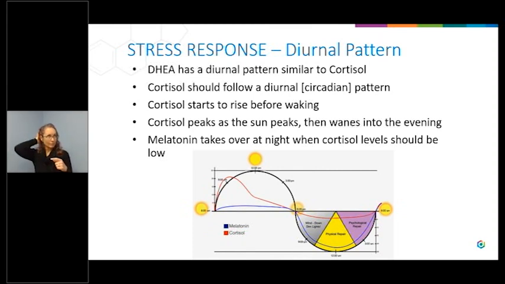So our old brain, which is really insane to me, even when you are in a closed-off room with the curtains shut, your old brain knows when the sun is starting to rise, and it starts to send that signal to cortisol to start to rise just before you're waking so that you can get up and get ready for your day. Cortisol peaks as the sun peaks and then wanes into the evening. Melatonin takes over at night when cortisol levels should be low.